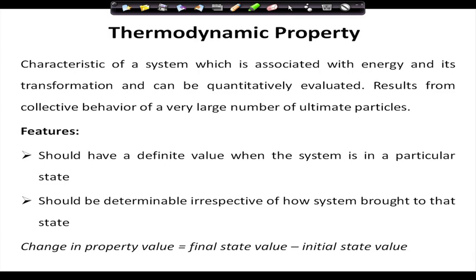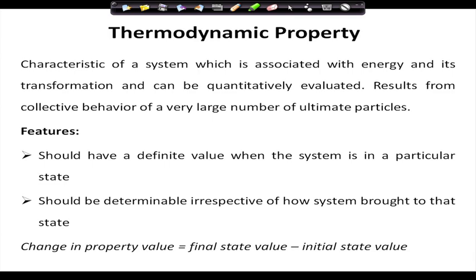There are some characteristics which a thermodynamic property possesses. What are these? The first is that it should have a definite value when the system is in a particular state. Quite naturally, when I say that a system is existing in a particular state, it means that it has a definite set of its different properties. It has a definite temperature, it has a definite pressure, it has a fixed volume, and so on and so forth. We will be coming across other properties in due course. And remember one thing: when we define the properties of a system in a particular state, it is irrespective of how that system has come to that particular state.